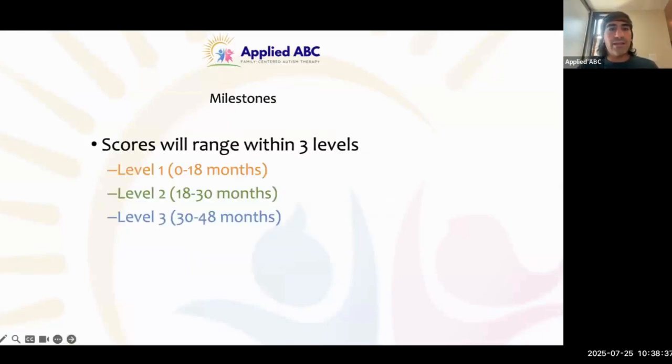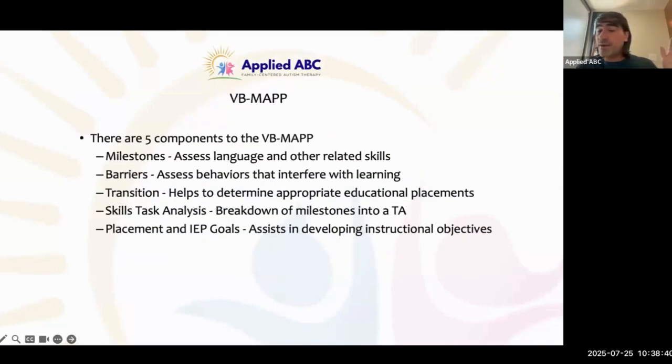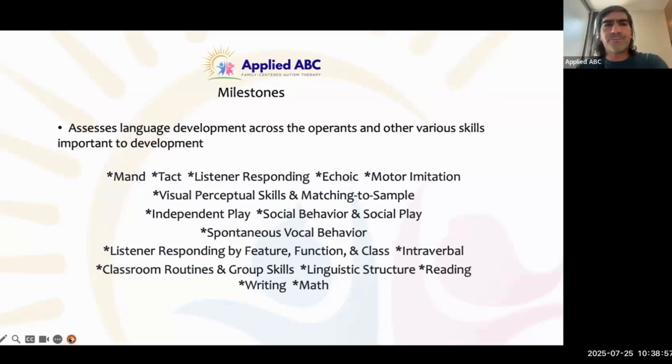The part we had gotten into was the VB-MAPP, or Verbal Behavior Milestones Assessment and Placement Program, which is broken up into five different assessments. There's the milestones assessment, the barriers assessment, transition assessment, the skills task analysis, and the placement and IEP goals. We're going to focus mainly on the milestones assessment today, which is where we draw most of our goals from. It assesses these different elements: mand, tact, listener responding, echoic, all of these. We'll get into them specifically. But all of them are different elements of speech with some social and play skills thrown in as well.